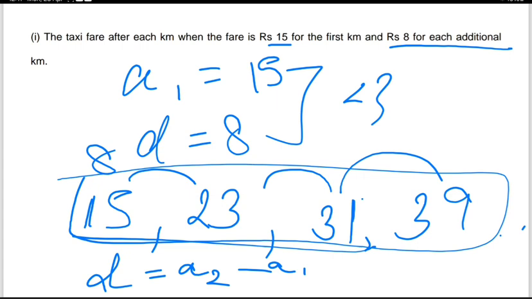There is a simple formula to find the common difference of an AP, that is d is equal to a2 minus a1. So 15 is a1 and 23 is a2. If you find the difference, that will be 8. So let's go to the second subdivision.